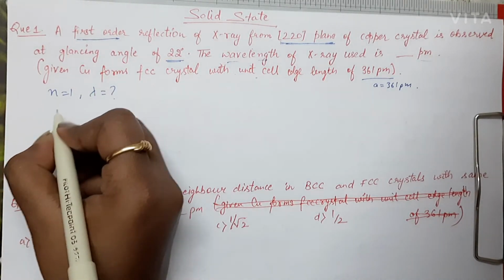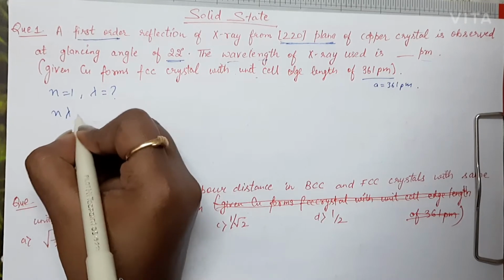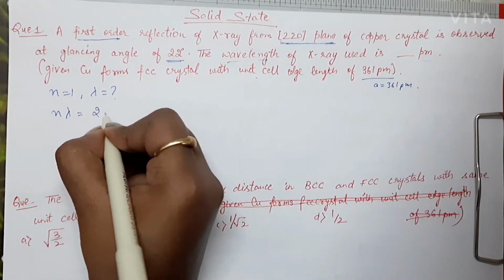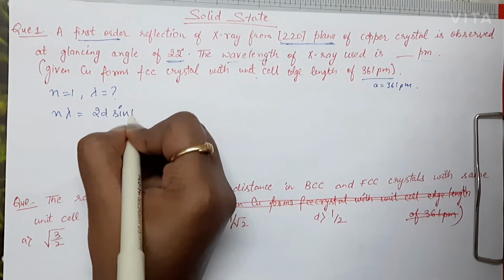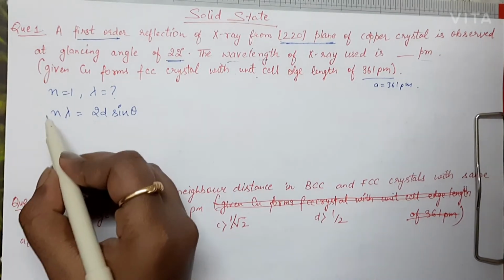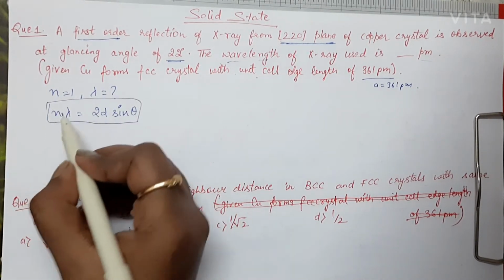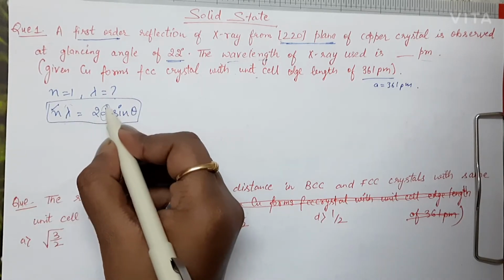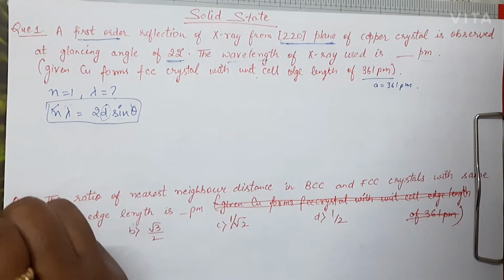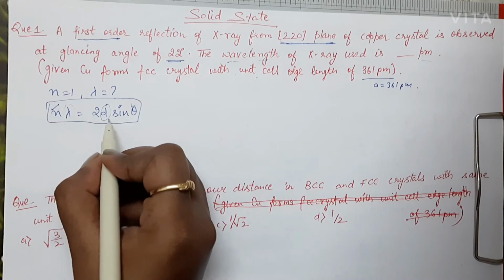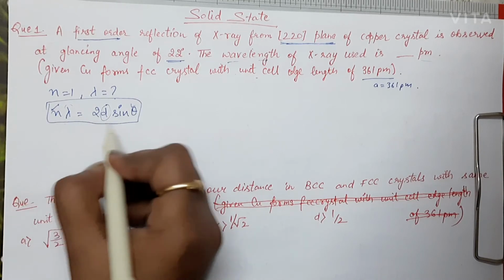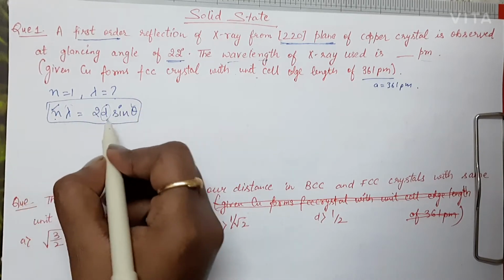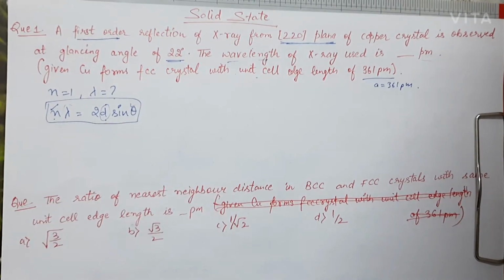So in order to find out lambda we have to use this equation, Bragg's equation, n lambda is equals to 2d sine theta. Now if we look at this equation, then basically we know n, we have to find out lambda, d we don't know, theta we know. So first of all we have to find out the value of d. Then after substituting all these values, n, d and theta, we will be getting the value of lambda, right? So first of all we have to find out the value of d.